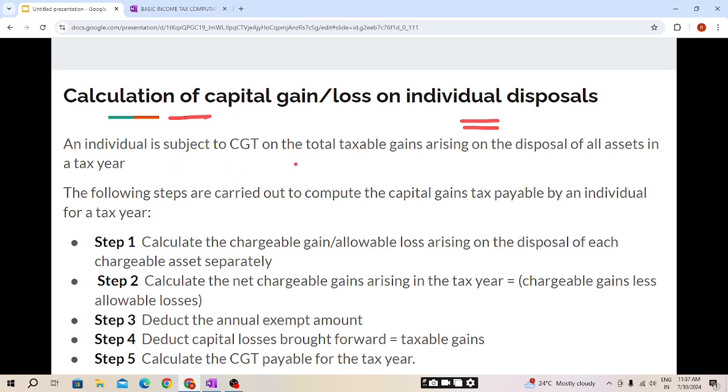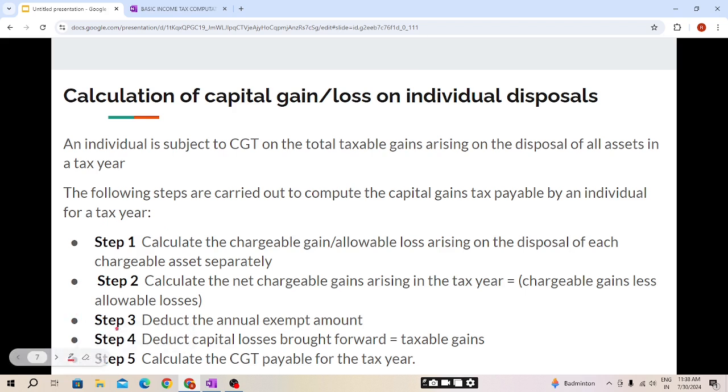An individual is subjected to CGT on the total taxable gains arising on the disposal of all assets in a tax year. So students, the capital gains tax will be calculated on the total taxable gains arising on the disposal of all assets in a tax year. So all the assets which are disposed of in a tax year will give rise to the total taxable gains. On the total taxable gains, the CGT will be calculated for an individual. The following steps are carried out to compute the capital gains tax by an individual for a tax year. So these are the 5 important steps, students, we need to follow to calculate the capital gains tax.